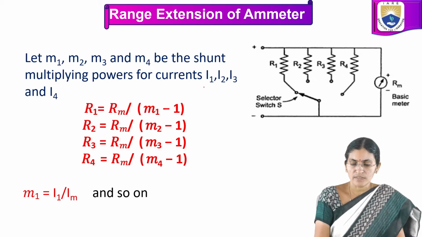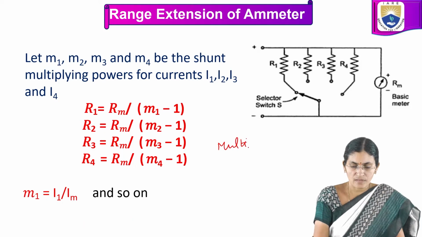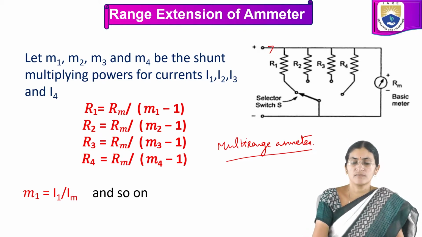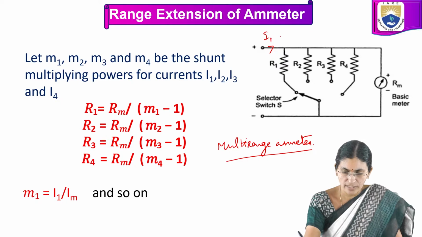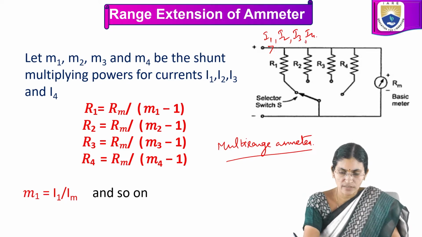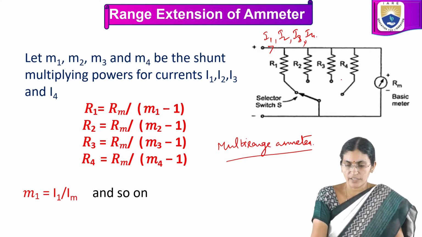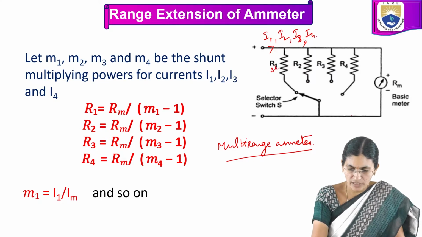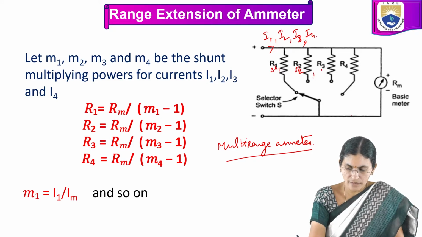Now let us see an example of multi-range. This is the circuit for a multi-range ammeter. Suppose there are a number of currents to be measured, I1, I2, I3, I4, of different ranges. In order to measure these different ranges, we have this arrangement called a multi-range ammeter. Here, as you can see, there are different values of resistors to be connected in parallel with this meter. This is RSH1, this is RSH2, this is RSH3, this is RSH4, and so on.